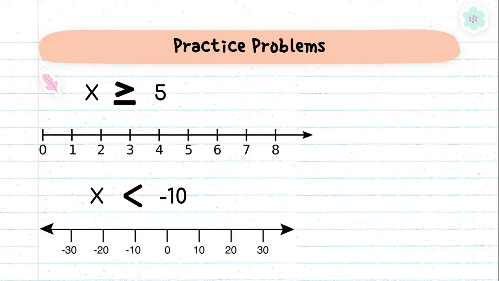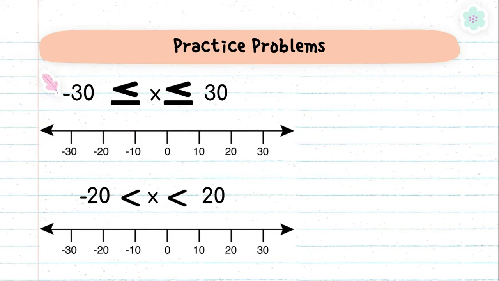X is greater than or equal to 5. So first, we're going to plot a closed circle since there's an equal to. And we're going to form an arrow that's going to the right direction since x is going to be a value greater than or equal to 5. The second question is x is less than -10. Let's form an open circle this time on -10. And the direction of the arrow will go to the left because the value will be less than the number we're talking about. And that is your final answer.